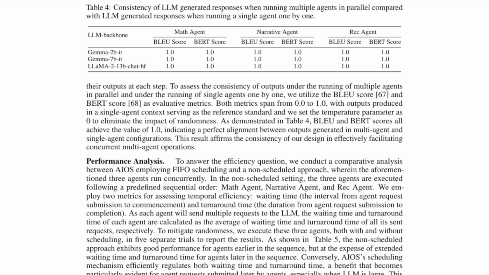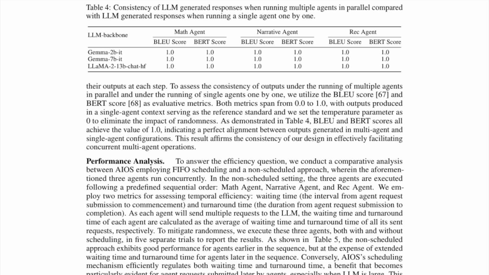In the non-scheduled setting, the 3 agents are executed following a predefined sequential order: math agent, narrative agent, and rec agent. We employ 2 metrics for assessing temporal efficiency: waiting time, the time interval from agent request submission to commencement, and turnaround time, the duration from agent request submission to completion. As each agent will send multiple requests to the LLM, the waiting time and turnaround time of each agent are calculated as the average of waiting time and turnaround time of all its sent requests, respectively.